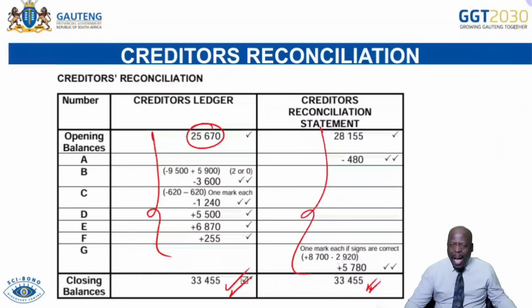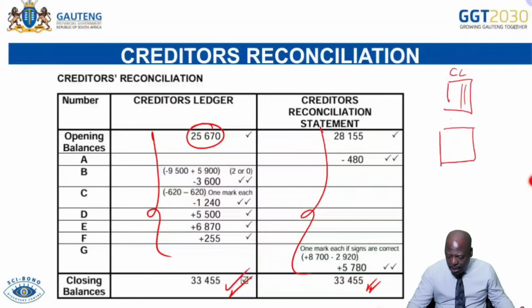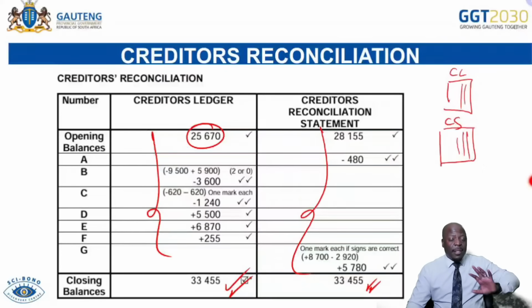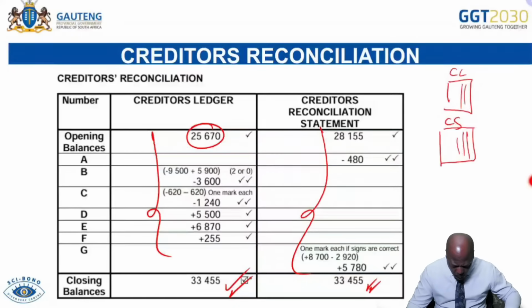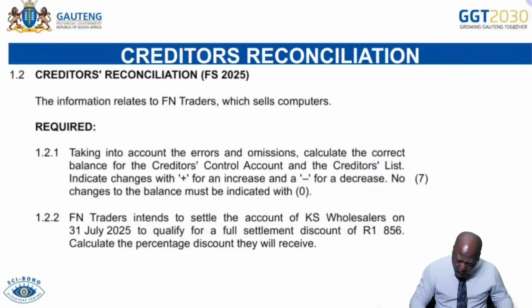You will see that there are others that bring two tables, where they give you the creditors ledger as a table and they give you the creditors statement as a table. Please do practice with those again so that you can familiarize yourself if such a thing is to appear. The next one that I'm going to go to is a different one, where we have the creditors control and the creditors ledger.